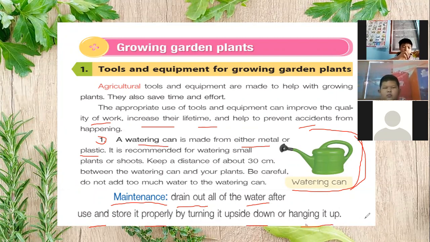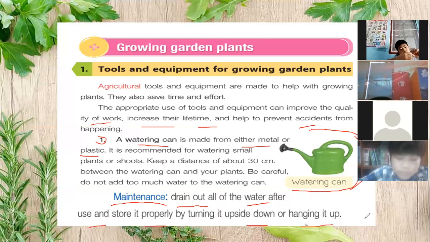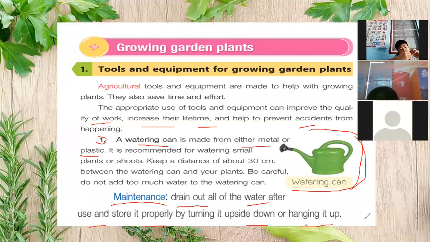Once we use the watering can and we are done with the watering, we have to drain all of the water. If there is some water remaining, we have to drain it out, and after that we store it in a proper place, upside down, or hang it somewhere where it is safe.